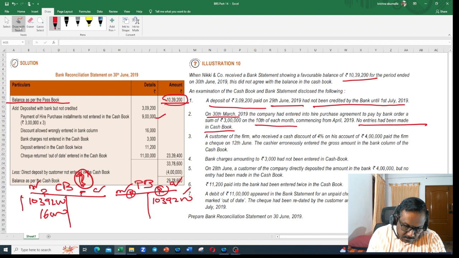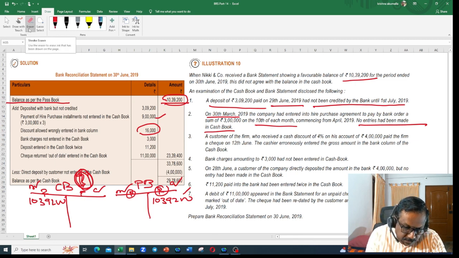So what happened? This balance got increased. Question mark balance got increased. So I need to add 16,000. Discount allowed wrongly entered in the bank column. Clear? Next. Next point.